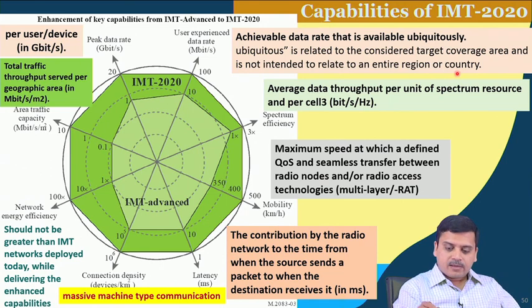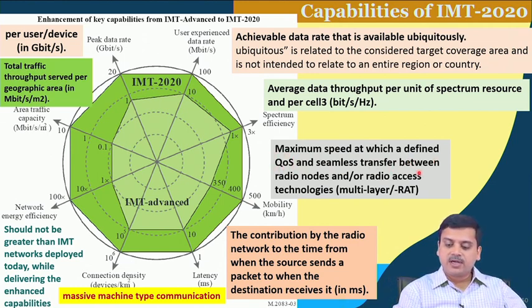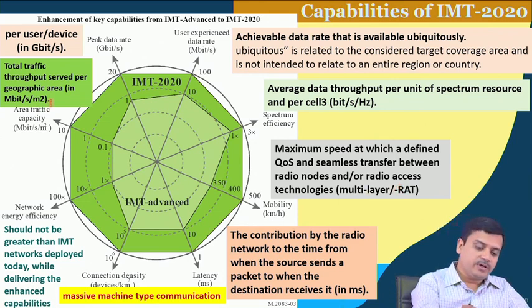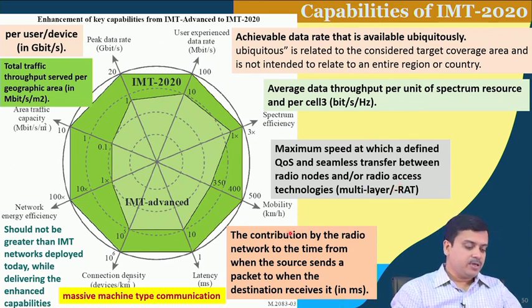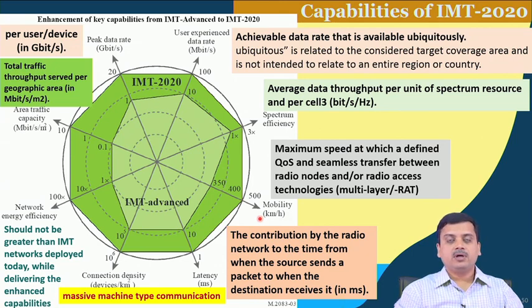So, here again when we talk about mobility, it talks about the maximum speed at which a defined quality of service and seamless transfer between radio nodes or radio access and multi-layer radio access technology can be supported. Okay. So, similarly different things are described and can be referred to, as these slides would be given back as course material.